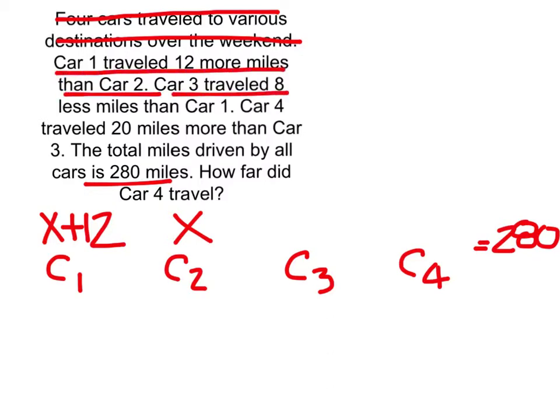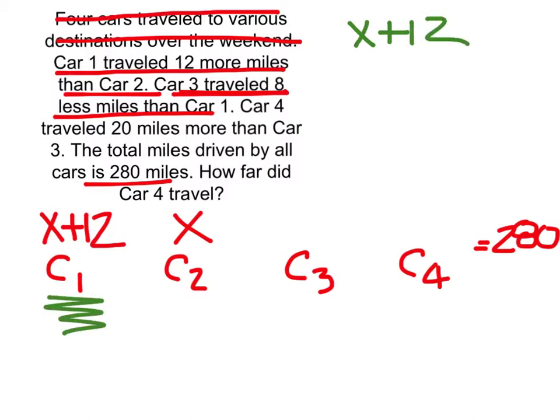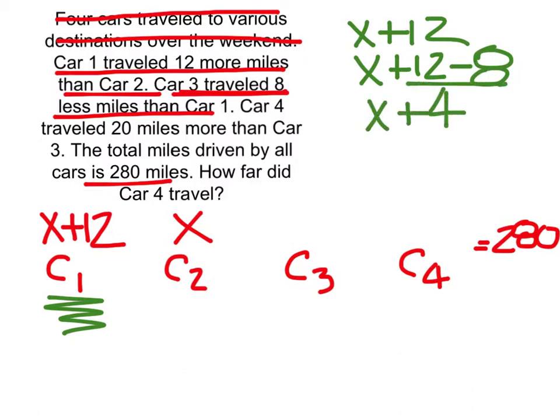Car 3 traveled 8 less miles than car 1. So what do I put down for car 3? X plus 4. Yeah, because where are we at? Car 3, right here. Car 3 traveled 8 less miles than car 1. So remember, car 1 is x plus 12. That's this right here. If it traveled 8 less miles than car 1, you have x plus 12 minus 8. 12 minus 8 is 4. So we can put down x plus 4.